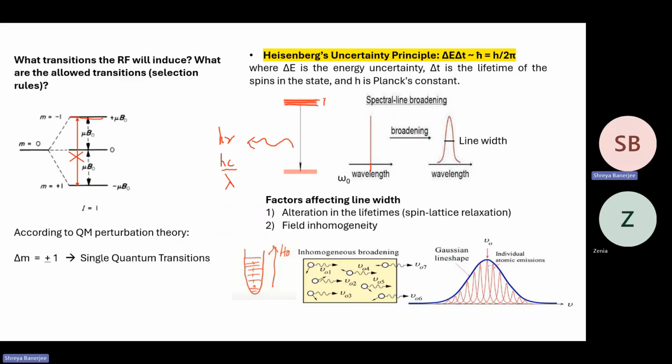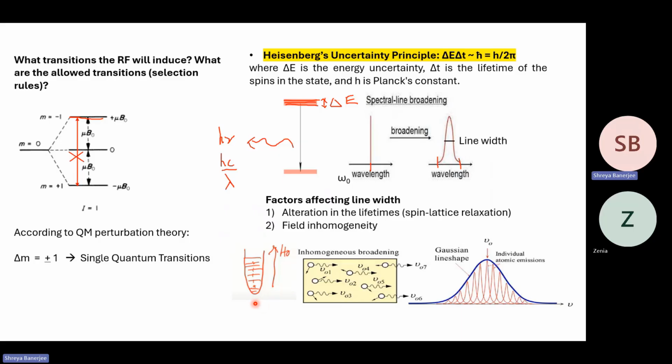So there is a certain uncertainty in the energy, which we are calling delta E. If delta E is the uncertainty in energy and delta T is the lifetime in that state, then one form of the Heisenberg's uncertainty principle is delta E into delta T is approximately h bar, that is h by 2 pi. Since there is this uncertainty in energy, this won't be a single wavelength. It will be a range of wavelengths. And that is one of the reasons behind this line broadening.